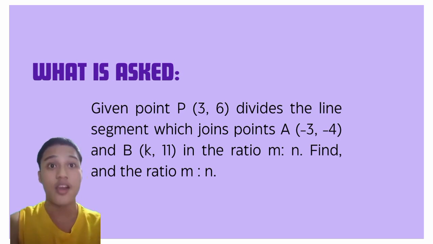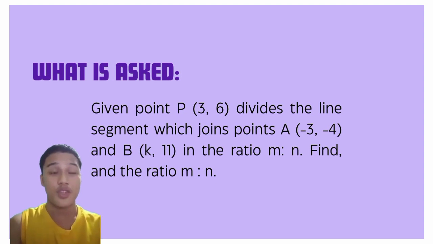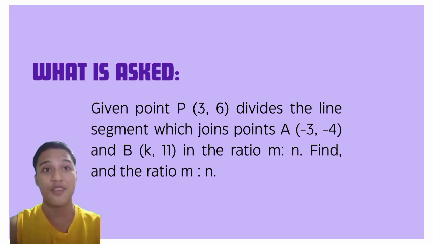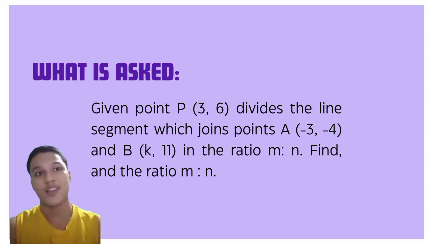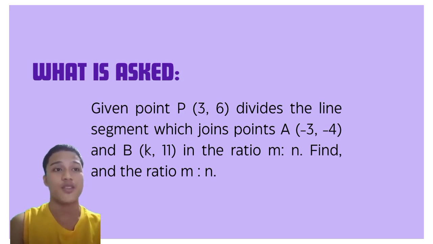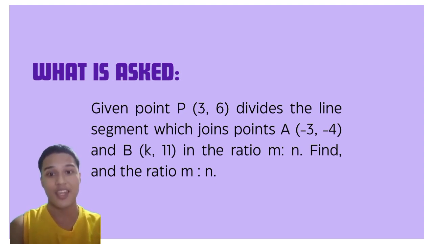So here we are given a problem: a given point B (3, 6) divides the line segment which joins points A (-3, -4) and B (K, 11) in the ratio m:n. We are tasked to find the ratio, which is m:n, and also the missing letter, which is K.